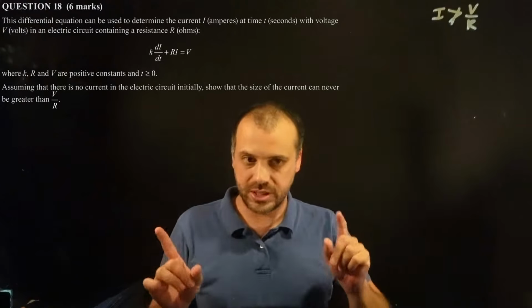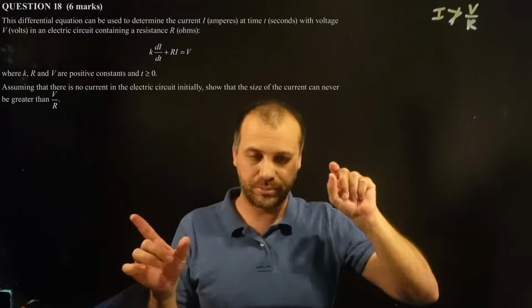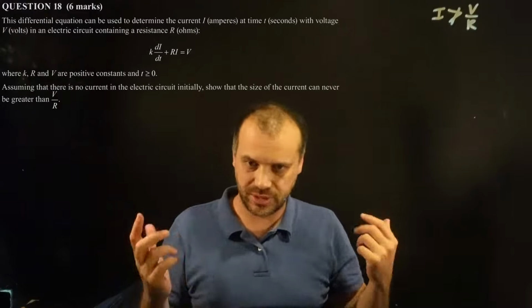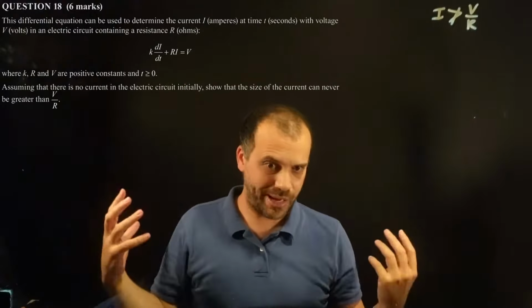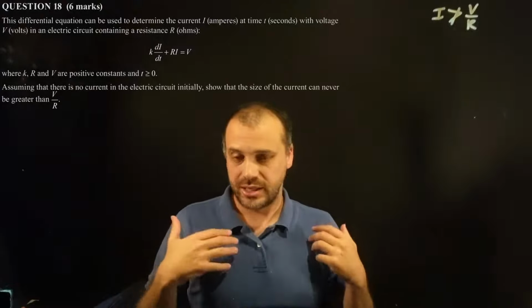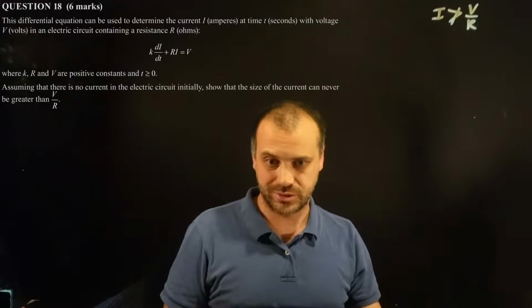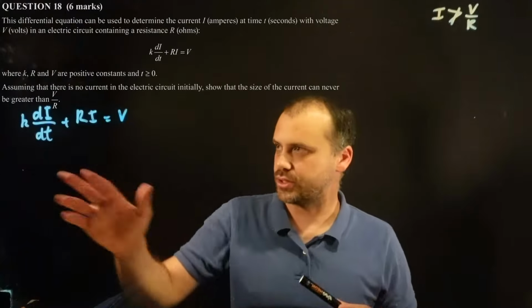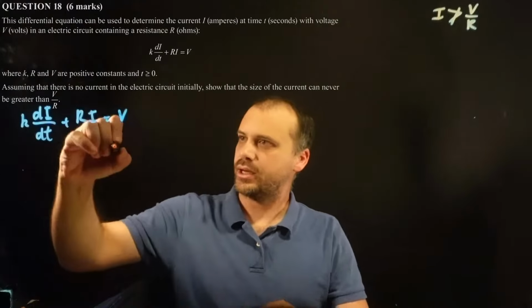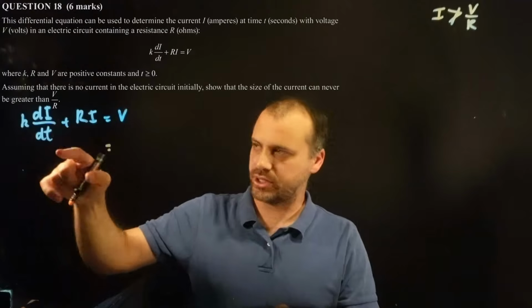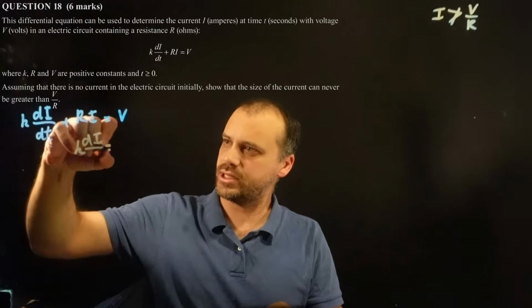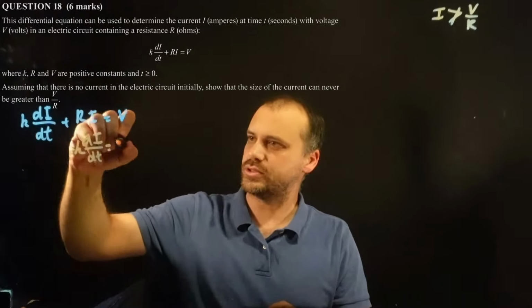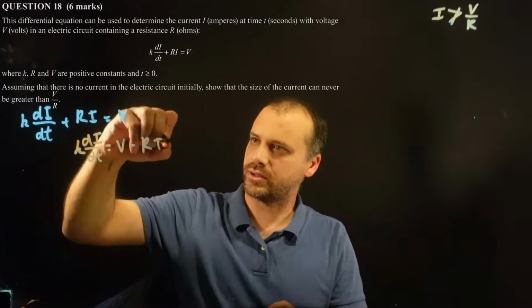So, with no idea of how to deal with a question where I've got to prove that something can never be greater than something else, what I do have is a differential equation, and maybe the only tool in my toolkit is to solve the differential equation. So maybe let's do that. All right, so some interesting stuff going on here. Okay, so I'm going to start solving my differential equation. So I'm just going to have K di dt equals V minus RI.